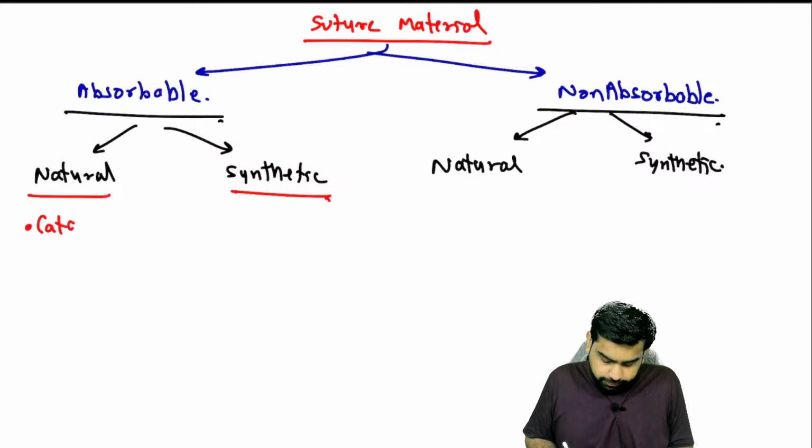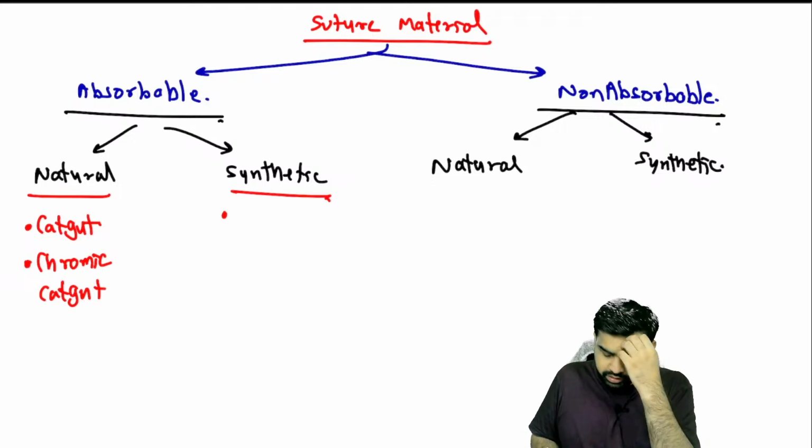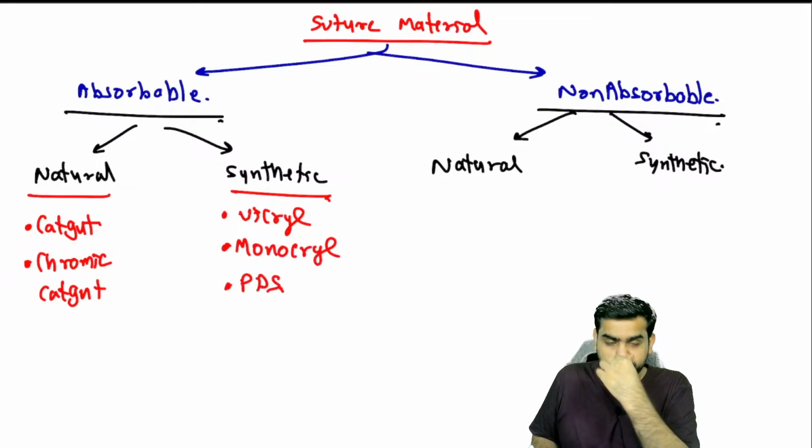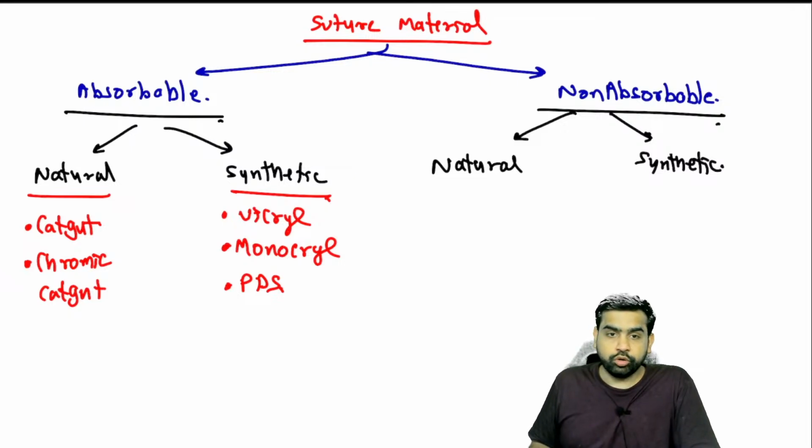What are the examples of the naturally occurring absorbable sutures? It is catgut and chromic catgut. What about the synthetically occurring absorbable sutures? They are basically Vicryl, Monocryl, and PDS. These are the synthetically occurring absorbable sutures.